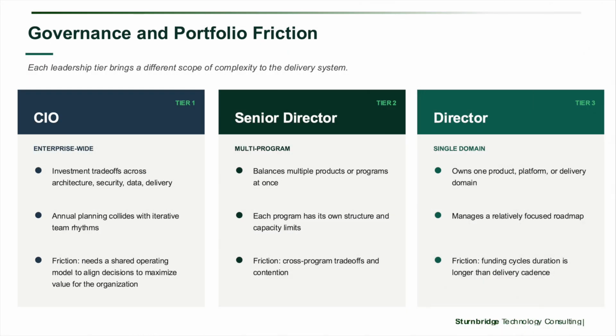Governance and portfolio friction add another layer of complexity. As organizations scale, each leadership tier sees the system differently. A director managing one domain may focus on a single roadmap, such as manufacturing analytics or digital quality. A senior director may balance multiple programs at once, such as plant digitization, cloud data modernization, and enterprise AI enablement. A CIO or business technology leader may need to make trade-offs across cybersecurity, enterprise architecture, AI platform investment, data strategy, and regional delivery priorities. Each layer adds complexity to the delivery system.